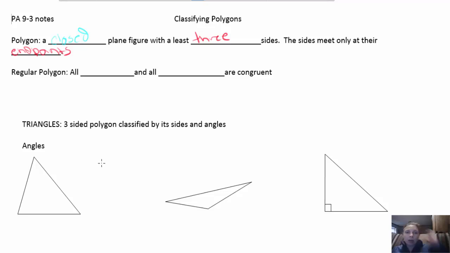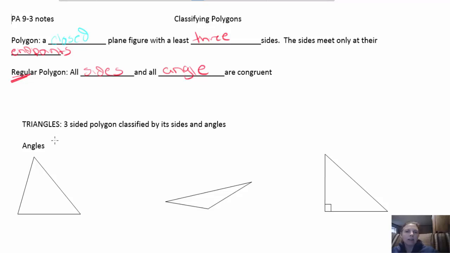A regular polygon has all sides congruent and all angles congruent. That's a regular polygon. That'll come in handy during your assignment. An irregular polygon is obviously without everything congruent. Okay, so let's classify some triangles.